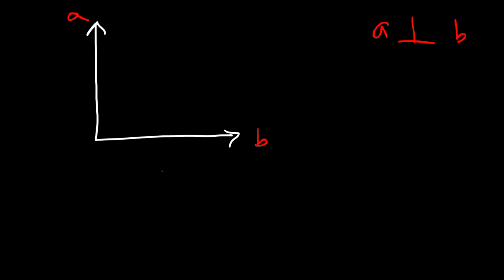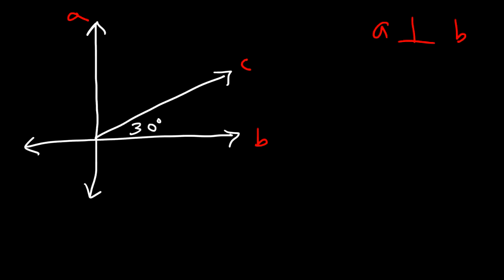Now the next term that you need to be familiar with are complementary angles. Let's say that line A and line B are perpendicular to each other. So let me just go ahead and extend those two lines. That means that this angle between A and B is 90 degrees. But let's draw a line. Let's say this angle is 30. And let's call this line C, and let's call this vertex V.